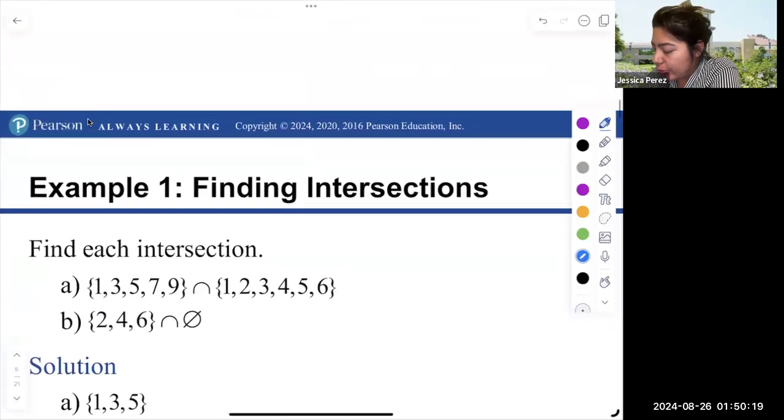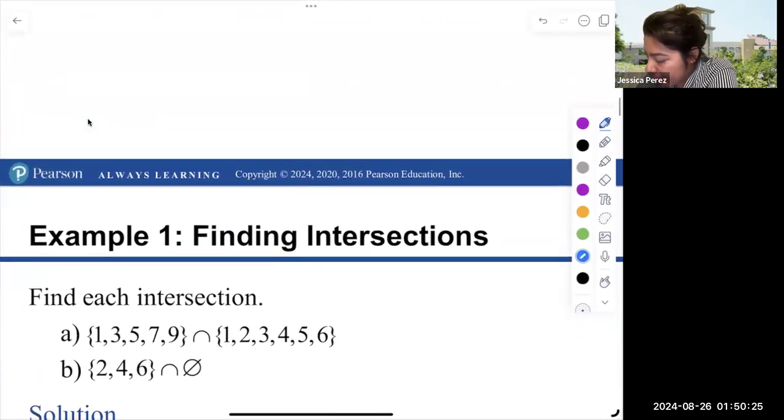So let's look at an example. 1, 3, 7, and 9. What is the intersection? They match at 1, at 3, at 5, and that's it. So the intersection is 1, 3, 5, and that's it.